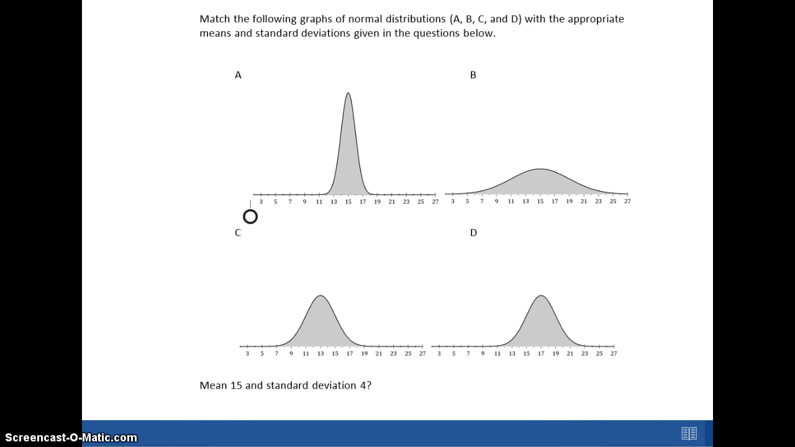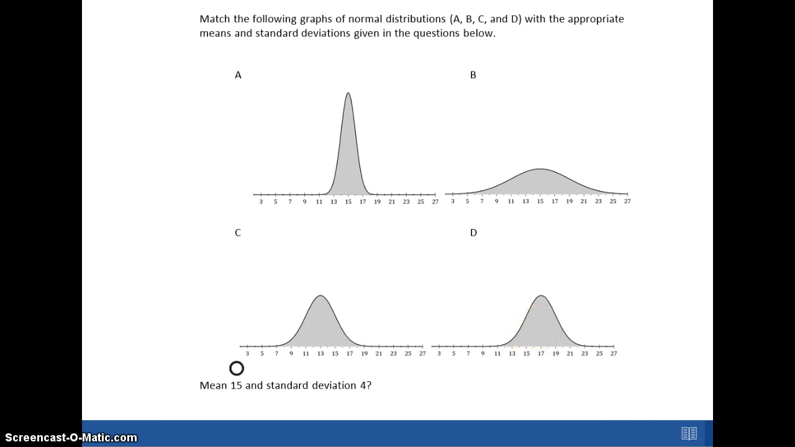Now, most data, just about all the data, is within 4 standard deviations of the mean. So using that knowledge, match the following graph with the appropriate mean 15, standard deviation 4. So first of all, graph A, this has a mean of 15. That's a candidate. Graph B, that is a mean of 15. Graph C, no, that's a mean of 13, so that's out. Graph D, that's a mean of 17, so that's out.